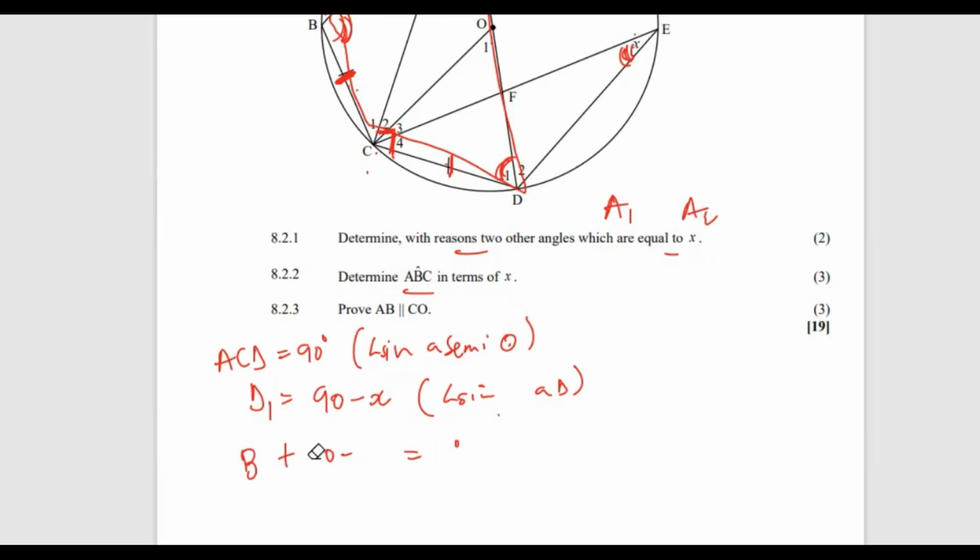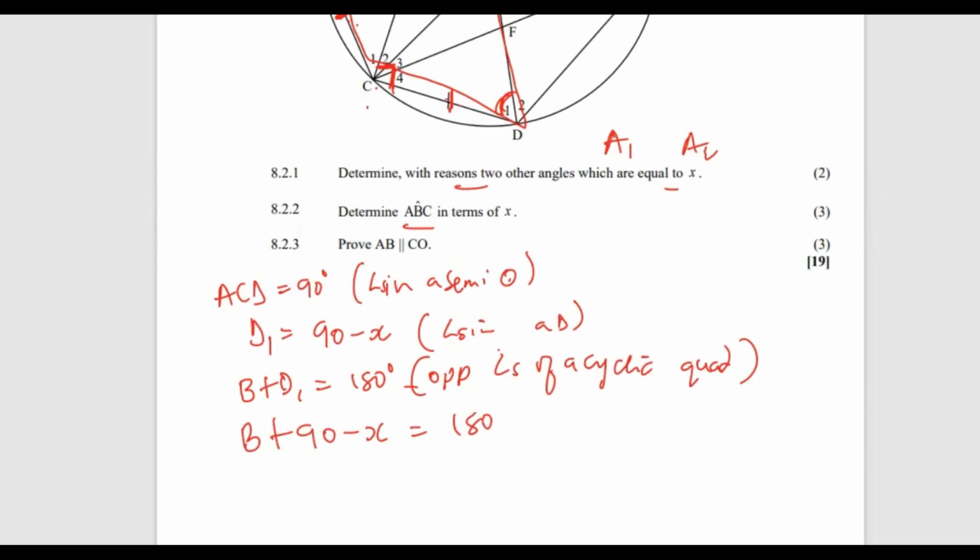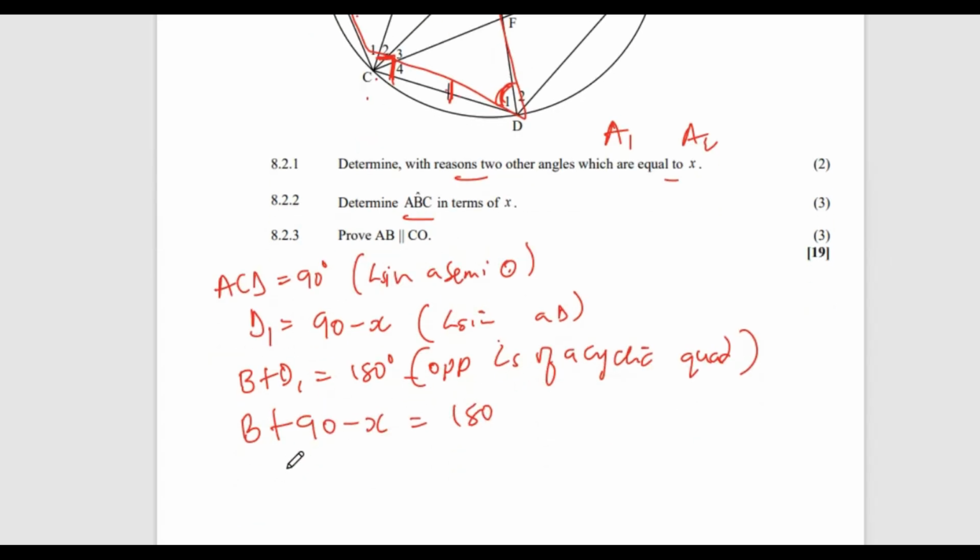Okay, let's just write it out for people nicely. We're saying B plus D1 must give us 180, the opposite angles of a cyclic quad. So B plus the 90 minus X must give us 180. Then we move this 90 that side, we move the X that side, which means B is going to be 90 plus X. I think it's fair enough.